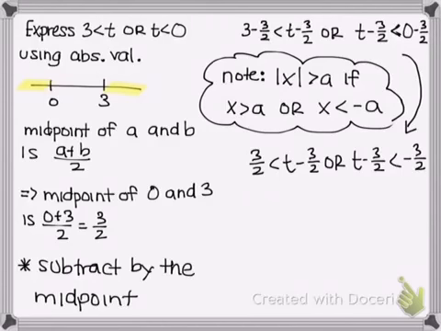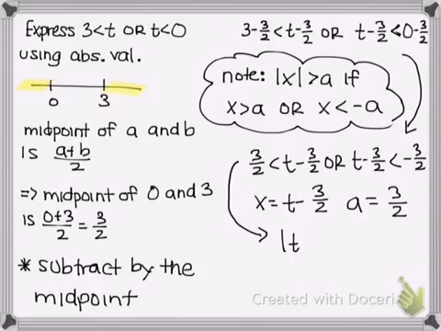Okay, so now we're going to use this note. So we're going to have x be the thing in common, which is t minus 3/2. And we're going to have a be the thing that switches signs, so a is going to be 3/2. And using the note, we get that this is the same thing as absolute value of t minus 3/2 is greater than 3/2.